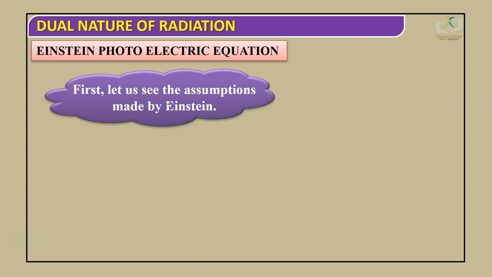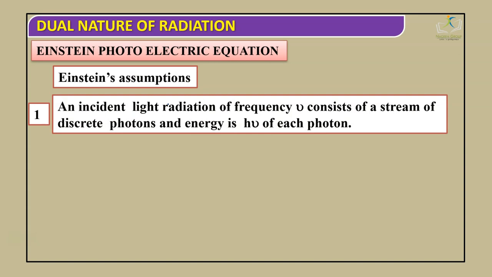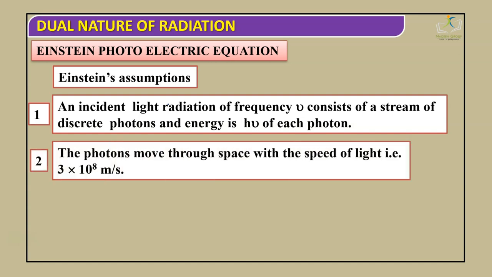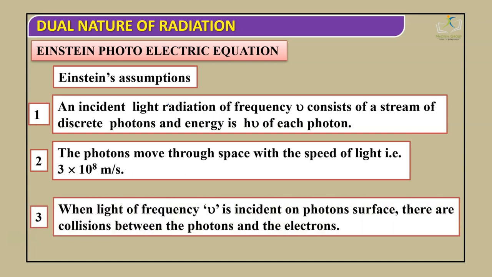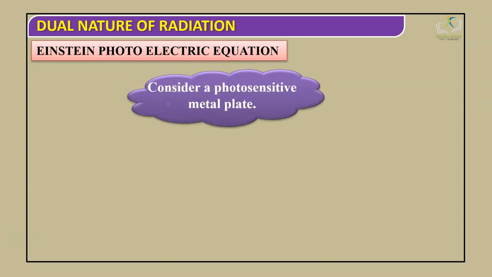Now first let us see the assumptions made by Einstein. He made three assumptions. First, an incident light radiation of frequency nu consists of discrete photons. Second, the energy of a photon is h nu. Third, the photon moves through space with the speed of light, which is 3 × 10⁸ meters per second. When light of frequency nu is incident on a metal surface, collisions between the photons and the electrons occur.